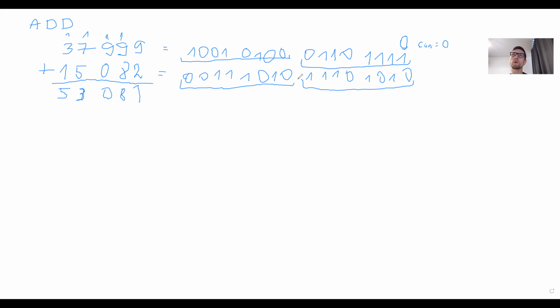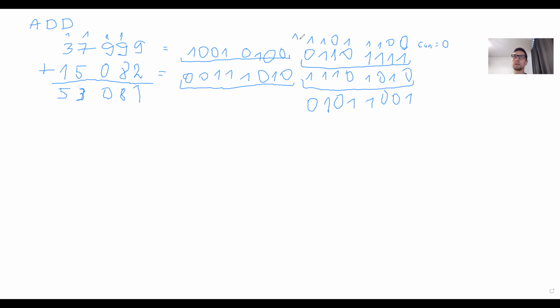Okay, so let's perform 8-bit addition with our 8-bit microcontroller on the 16-bit numbers. So first 0 plus 1 plus 0 is 1, and the carry is 0. 0 plus 1 is 0, but carry is 1. 1 plus 1 plus 0 is 0, but carry is 1. 1 plus 1 plus 1 is 1, and carry is also 1. 1 and 0, 0 is 1, and carry is 0. 0 plus 1 is 0, and carry is 1. 1 plus 1 is 1, and carry is also 1. And here, 1 plus 0 plus 1 is 0, but carry is 1.